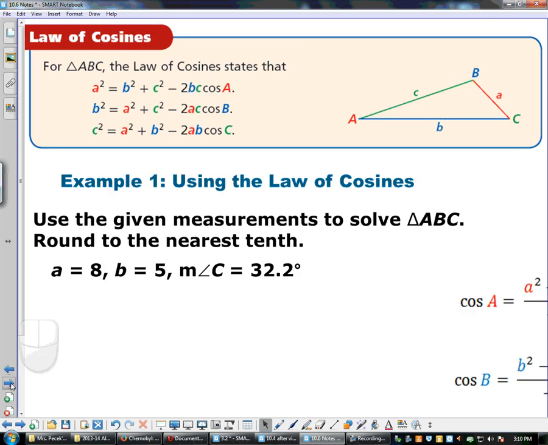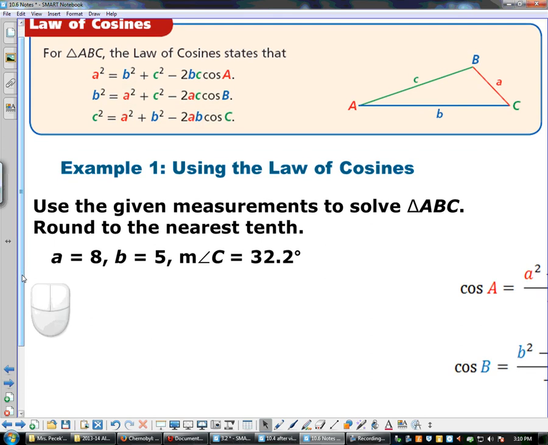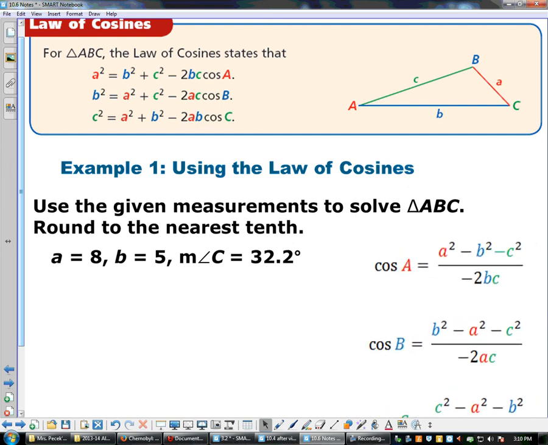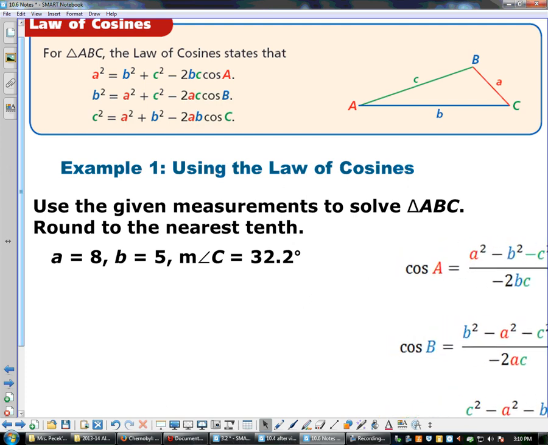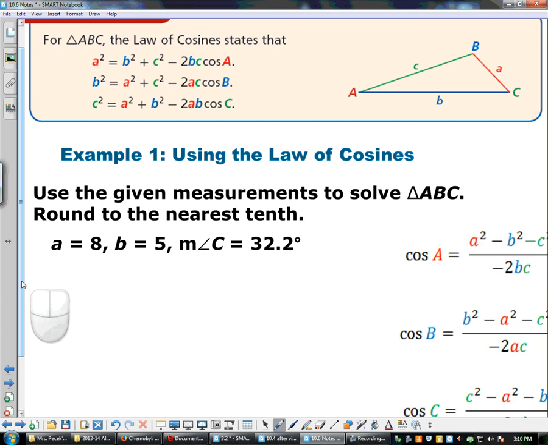So first up, example 1, we're going to use the law of cosines. Again, you see I copied them over in the two forms, some here and some here. You're not going to need to memorize these just to use them. And we are going to solve triangle ABC. When I say solve triangle ABC, it means I'm going to find all pieces of it, just like we did in the law of sines video.